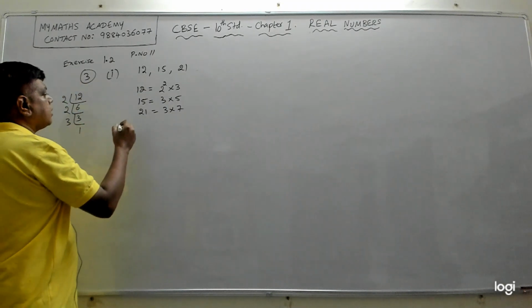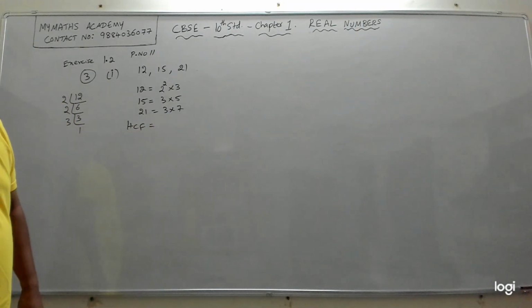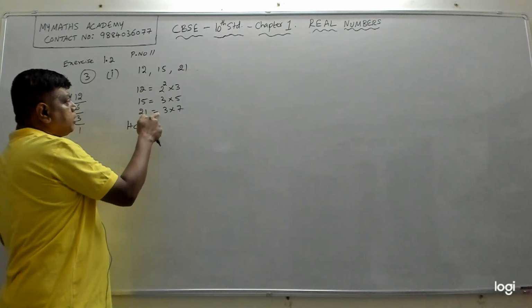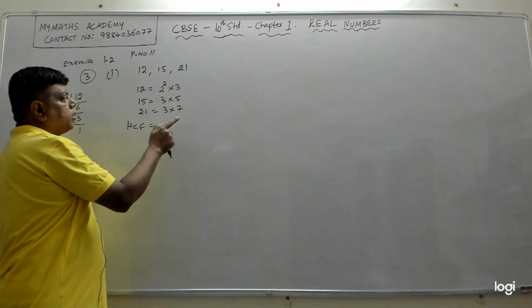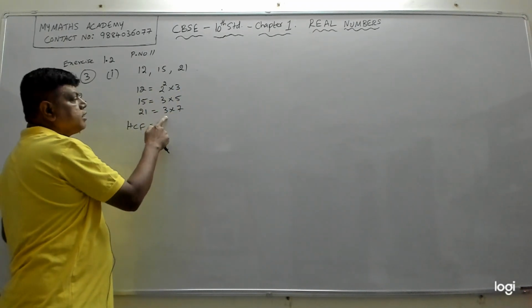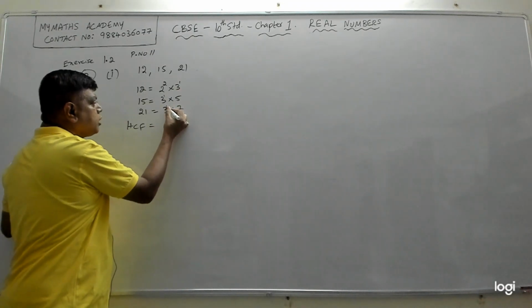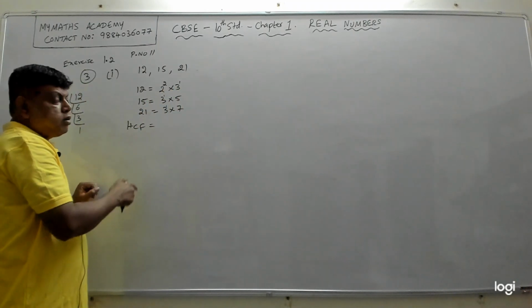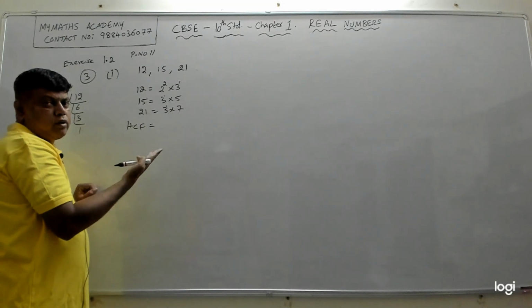Now what is the HCF? What is the highest common factor? Highest common factor means a number should be present in all the three. So 2 is here. Is it here? Is it here? No. So we should not take 2. Ignore that. 3 is here, 3 is here, 3 is here. All of these are 3 power 1. Among 3 power 1, 3 power 1, 3 power 1, which has the lowest power? All of them have 3 power 1. So 3 power 1 is the lowest.